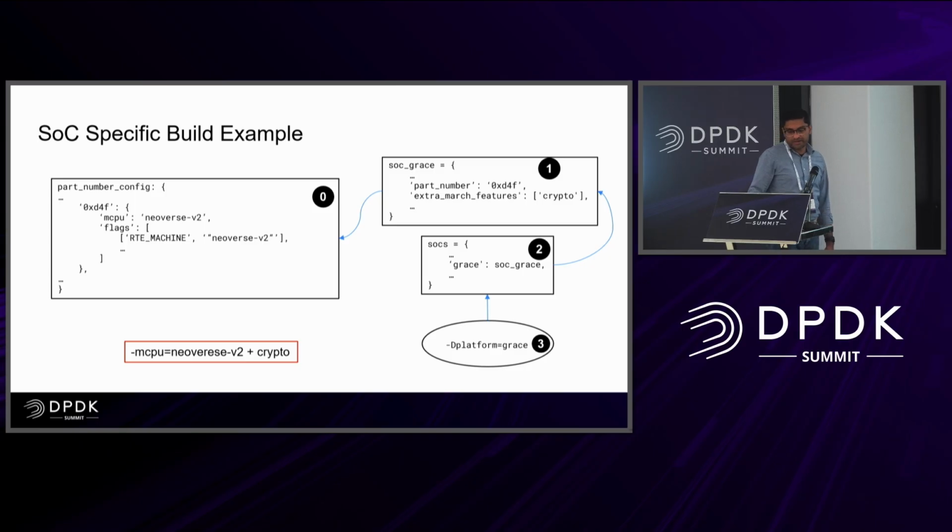It is crypto. Once you have this definition, you have to give it a short name. You add that to the SOC dictionary, and the name is grace, and it refers to the SOC grace definition. Then at build time, you pass the parameter dplatform=grace, and the build would generate this mcpu, the red box, at build time and pass this to GCC.